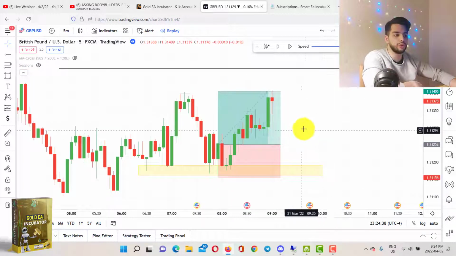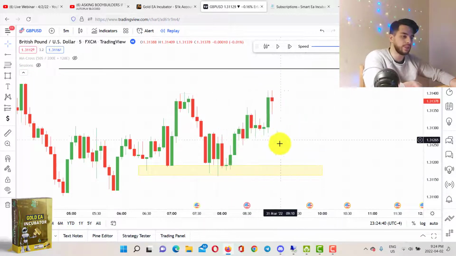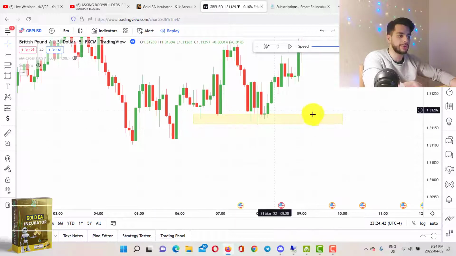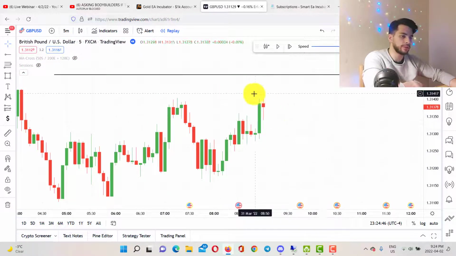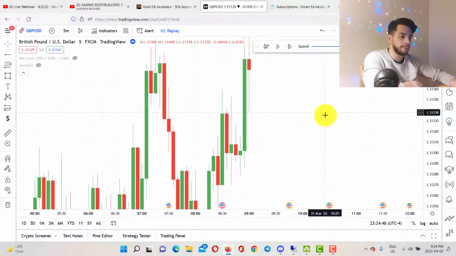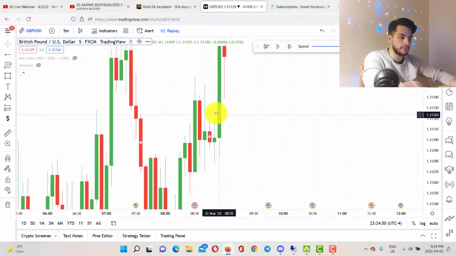But I personally don't trade support and resistance levels, that's why I just don't trade it. But if you want to trade support and resistance, this is how you do it. It doesn't have anything to do with high probability supply and demand zones. And then right now there is no high probability order block.